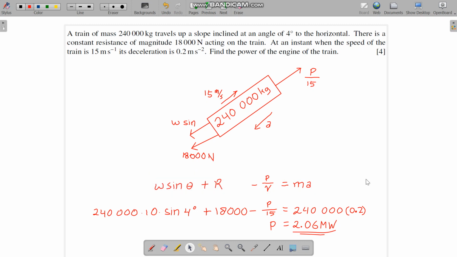Alright, so this total force down the slope minus this force up the slope equals MA. Plug in everything and solve for P. We get, the mega means million by the way, 2,060,000 in 3 SF.